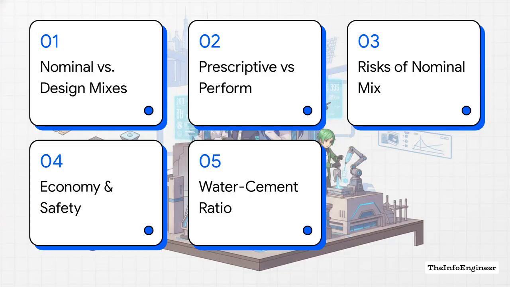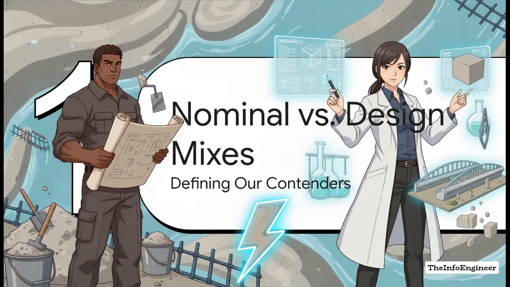Okay, here's our quick roadmap for this explainer. First up, nominal versus design mixes. Second, prescriptive versus performance specs. Third, the risks of the nominal mix. Fourth, economy and structural safety. And finally, we'll wrap up with the water-cement ratio heart. Let's jump right into Section 1, nominal versus design mixes.